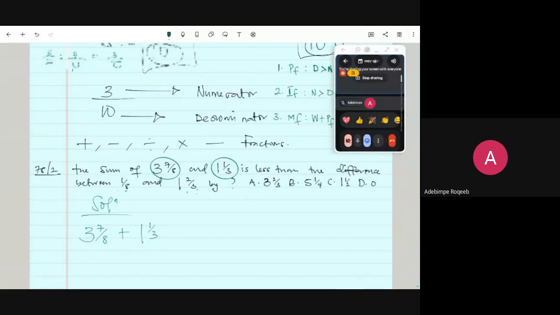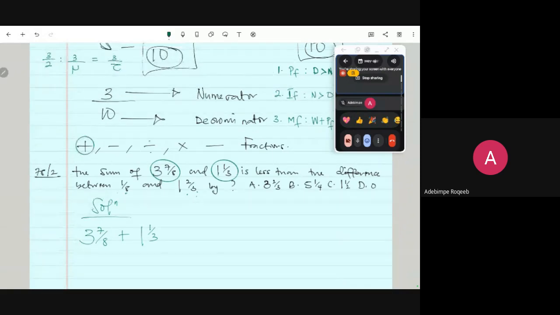Now, this has led us to one phase of what we want to look at, operations in fraction. We want to look at addition of fractions.